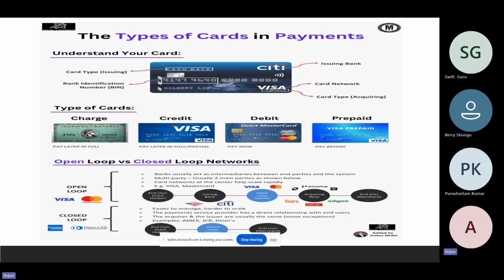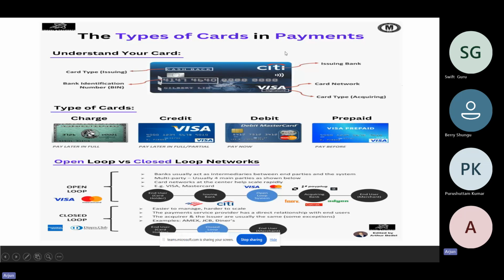Yeah. So we'll start with what are the types of cards available in the market. Once we have the high level understanding of cards, then we can move into the payment side. We need to understand what is present in the card and how each card differs in functionality as well as in usage.